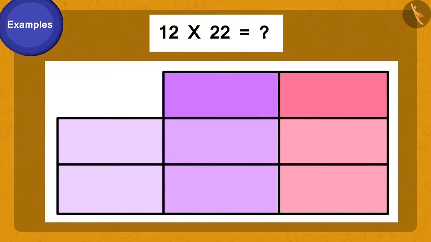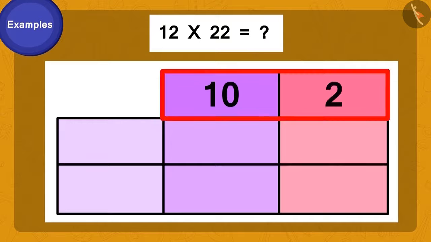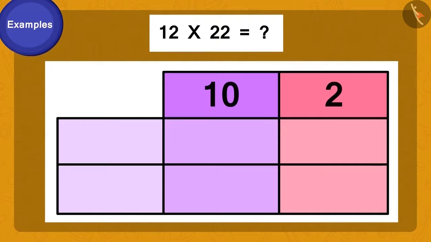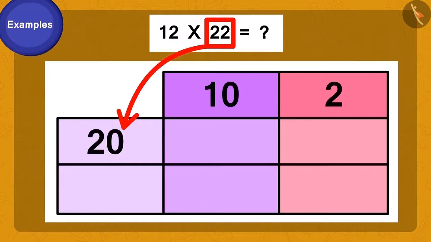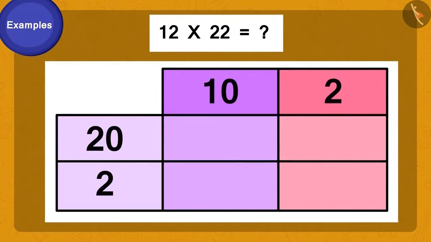Come, let us learn to multiply two 2-digit numbers. How can we split 12? 10 and 2. We will write it this way. And how can we now split 22? 20 and 2. We will write it this way. Now we first multiply the 2 of 12 by 20 of 22. 20 times 2 is 40. We will write this answer here.